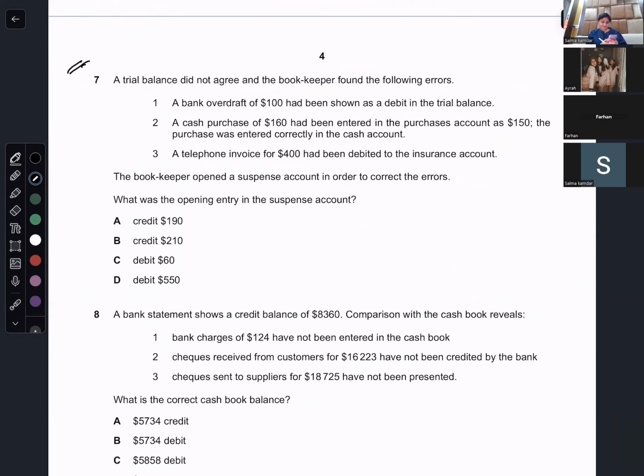Okay, so a trial balance did not agree, and the bookkeeper found the following errors. A bank overdraft of 100 had been shown as a debit in the trial balance. A cash purchase of 160 had been entered in the purchase account as 150. The purchase was entered correctly. Entry in suspense account, right?